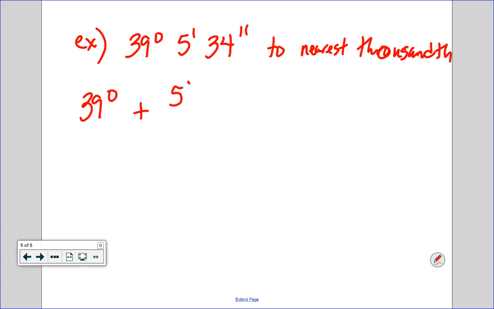We're going to take 5 minutes, which is 1 degree over 60 minutes. So we're going to divide it by 60. I'm doing the exact same thing we did last time, but in reverse. So instead of multiplying by 60, I'm going to divide by 60. Now, I'm going to take 34 seconds.